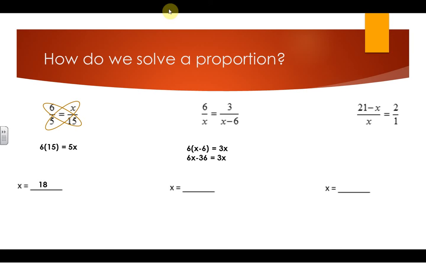On the next one, you have to be careful. When you multiply, you need to make sure you're distributing. This is a monomial 6, one term, times a binomial x minus 6, two terms. So it should look like this when you cross multiply. X times 3 is just 3x, that's no problem. So when you distribute your 6, you get 6x minus 36, and then you solve for 12. Again, you guys can do the solving part.